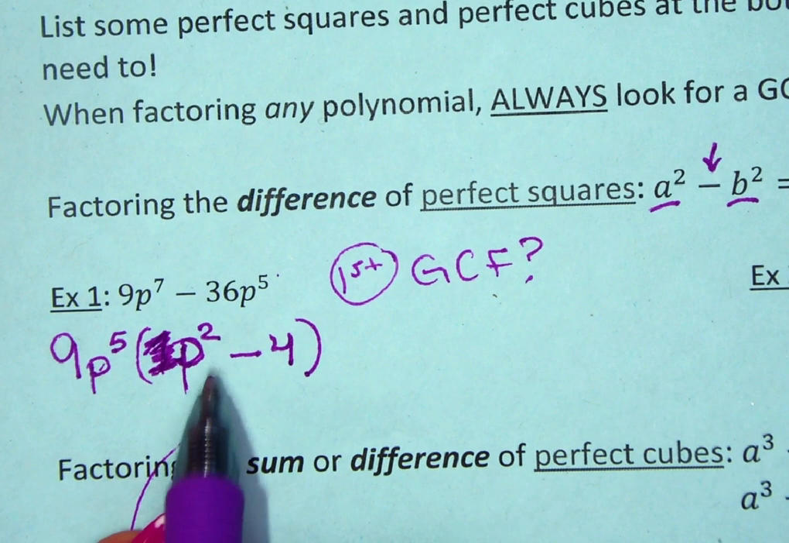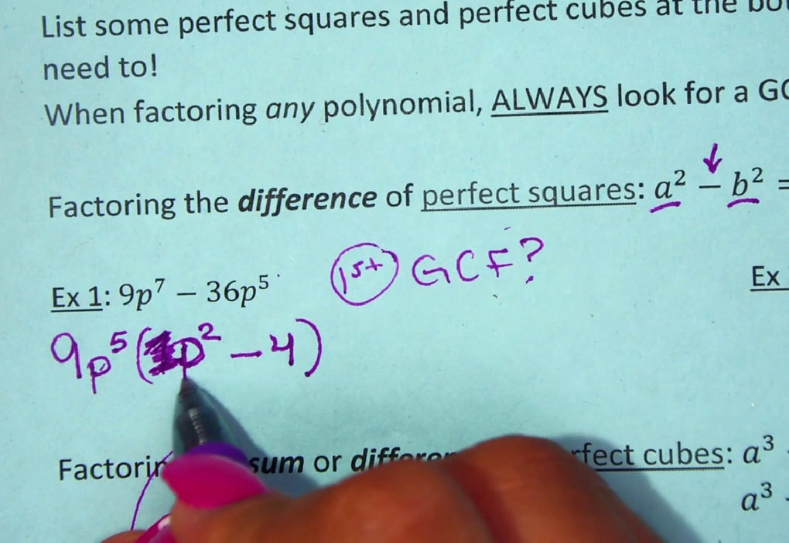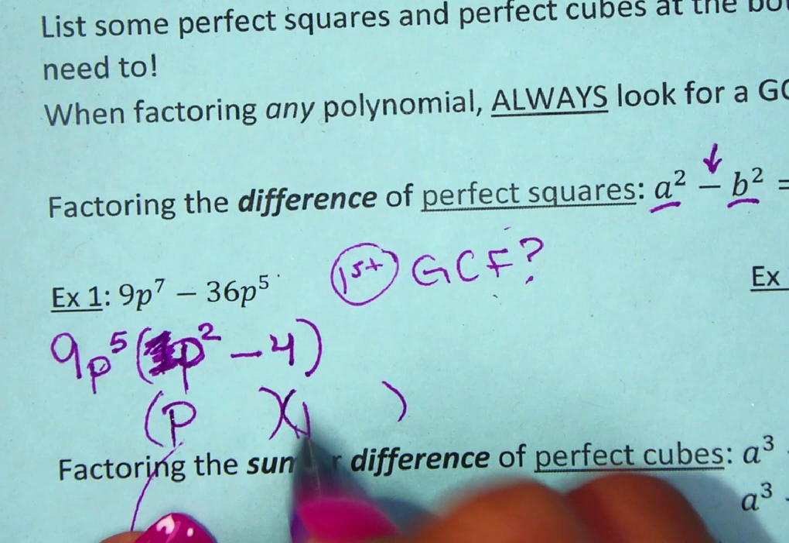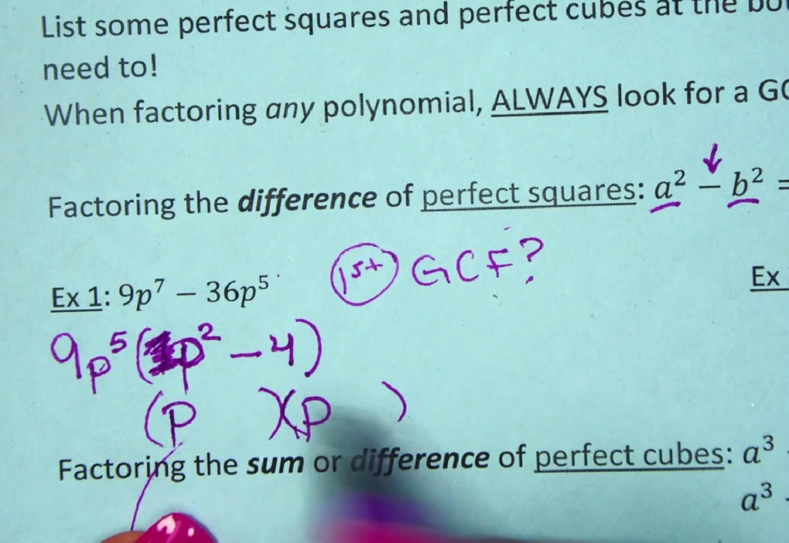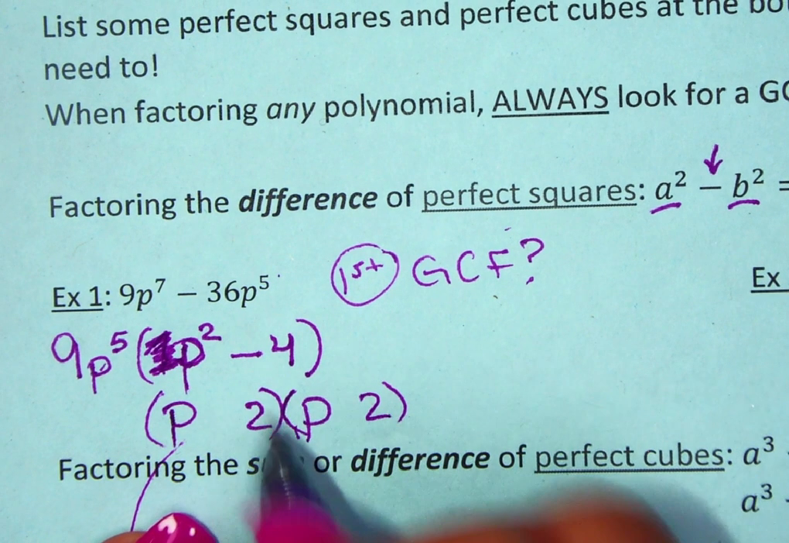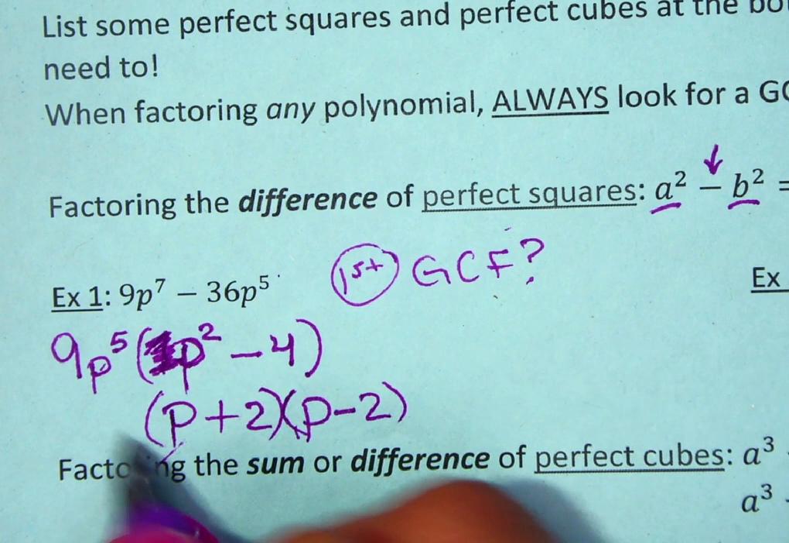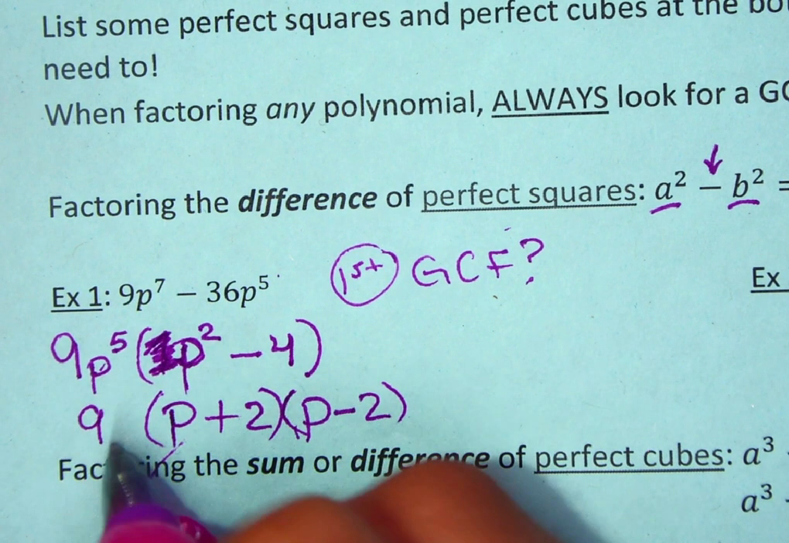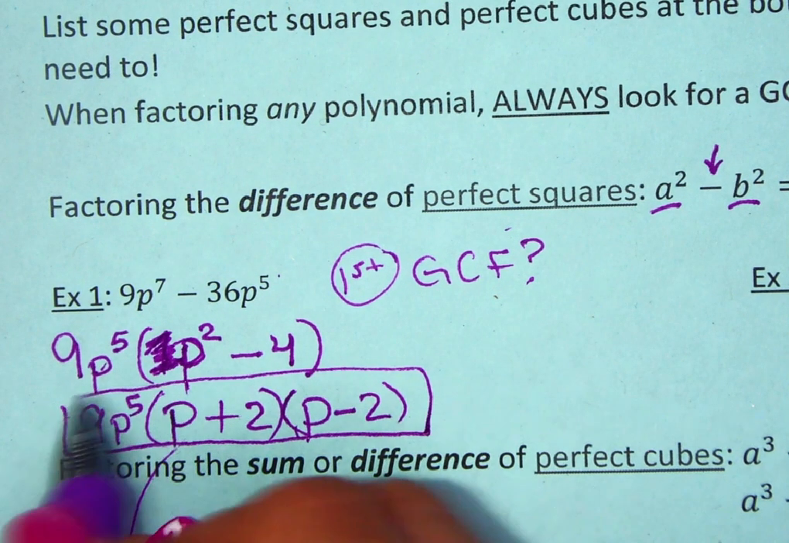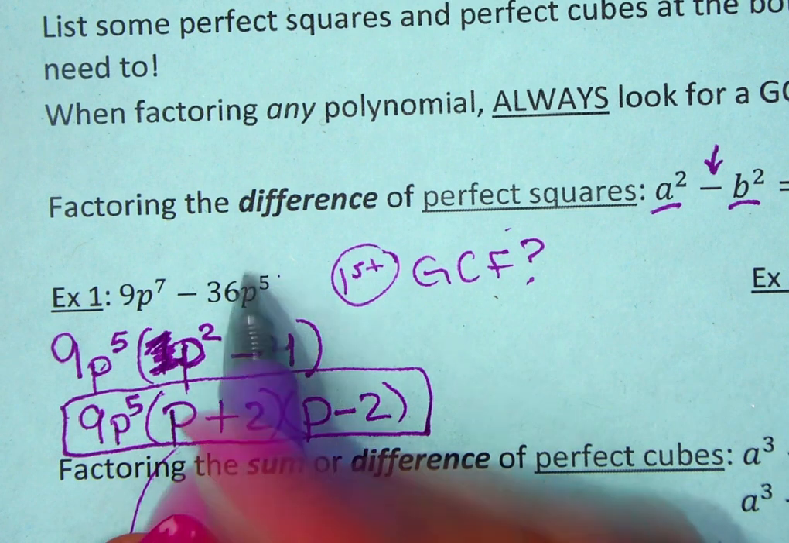This binomial is a difference of perfect squares, because you can immediately see p squared and know that p times p is p squared. 4 can be found with 2 times 2. And in order to get that difference, one's a plus, one's a minus. Then just bring down your initial GCF that you took out. That's the answer, the rewritten version of this binomial.